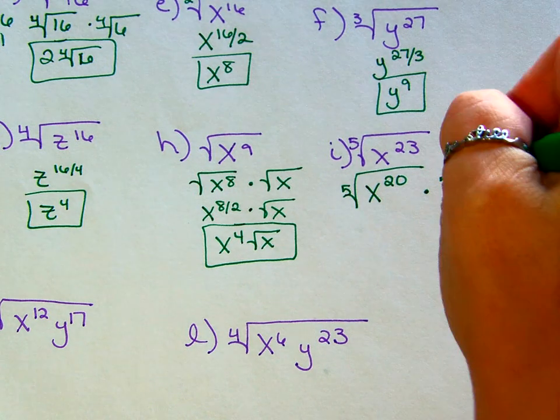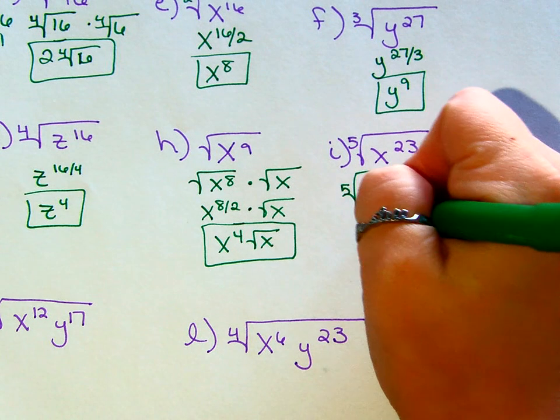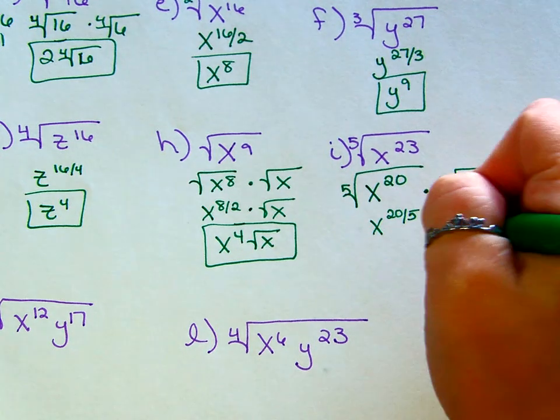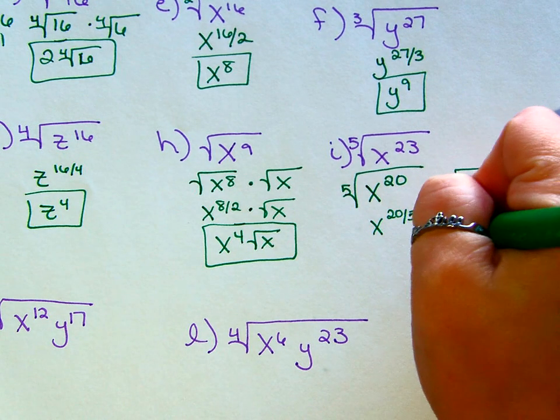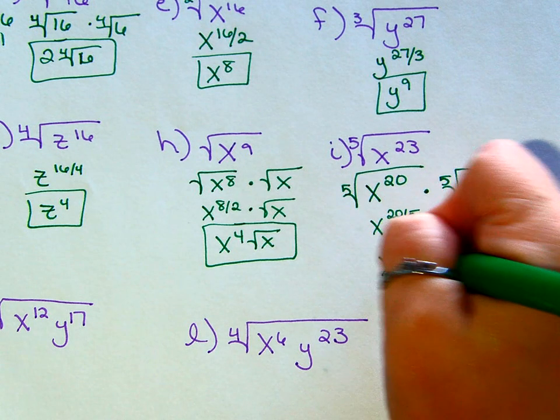Because remember your product rule of exponents, if the bases are the same and you multiply them together, you're adding those exponents. So this would be x to the 20 over 5 times the 5th root of x to the 3rd, x to the 4th, 5th root, x to the 3rd.